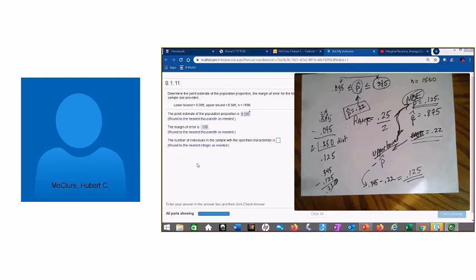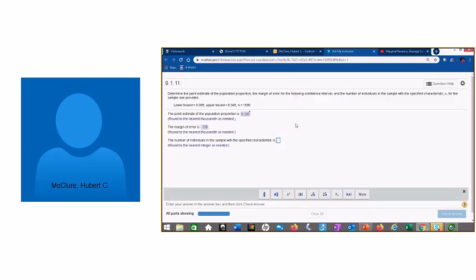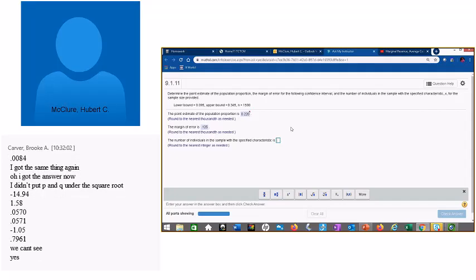Either way. The number of individuals in the sample with the specified characteristic, we'll take 0.22 and multiply that by 1,500. Somebody do that for me. I think that's what they're asking. So what's 0.22 times 1,500? Well, 10% would be 150, so that'd be 300. And then 1% would be 15. 330? That's what I got. I think you said that. Yes, 330.